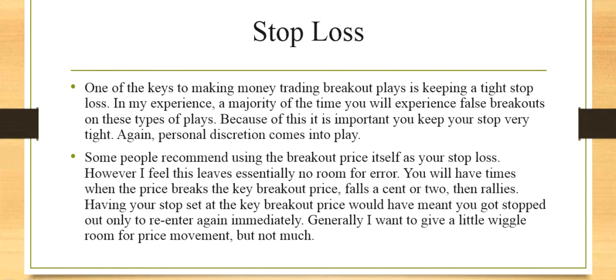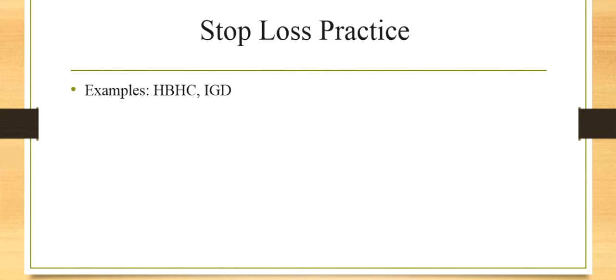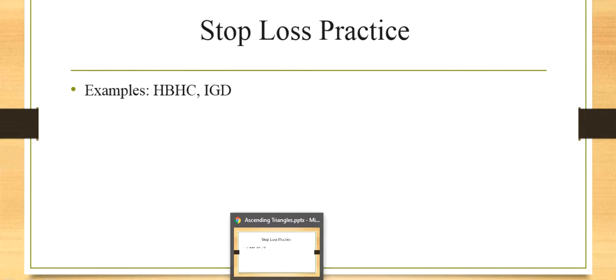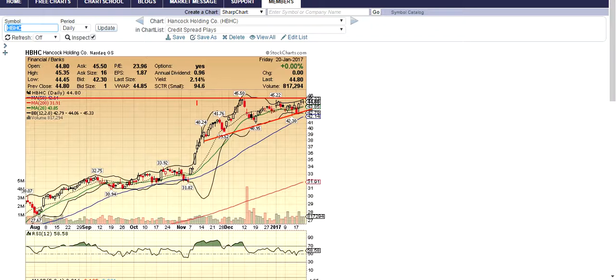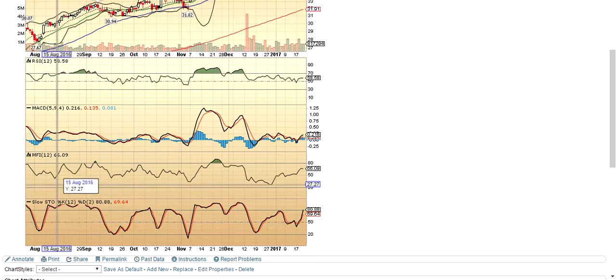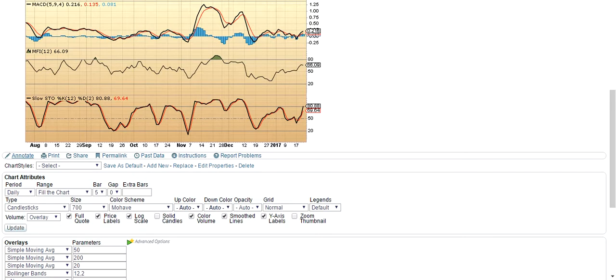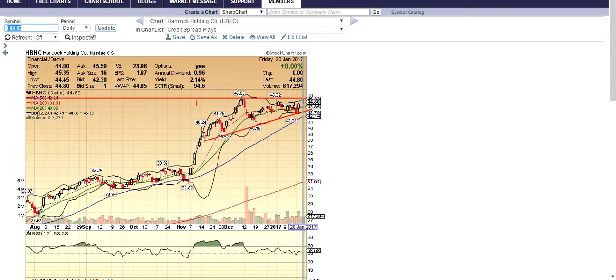And a lot of personal discretion, again, is going to come into play depending on the price of the specific trade you have. So let's look at HBHC, that's an above 20 trade, and we'll look at IGD as well. So HBHC, let's exit out of this. You can see when we go to annotate on HBHC, actually, no, we don't need to go to annotate on this one. We see the key breakout price is 45.50. You would look to enter this one at 45.51 when you see 45.50 on the bid.